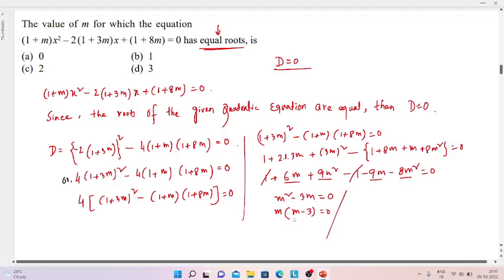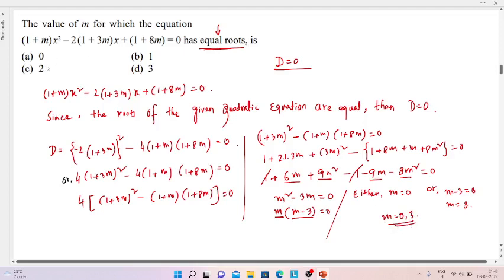So we know that if a product is 0, either the left part, which is m, will be 0, or the m minus 3 part will be 0. It is nothing but an inclusive OR. We can take both parts. If one of them happens, that is okay. If both happen, that is also okay. So m minus 3 equals 0. Can you tell me the value of m? It will become 3. So we have two values, which are 0 and 3.